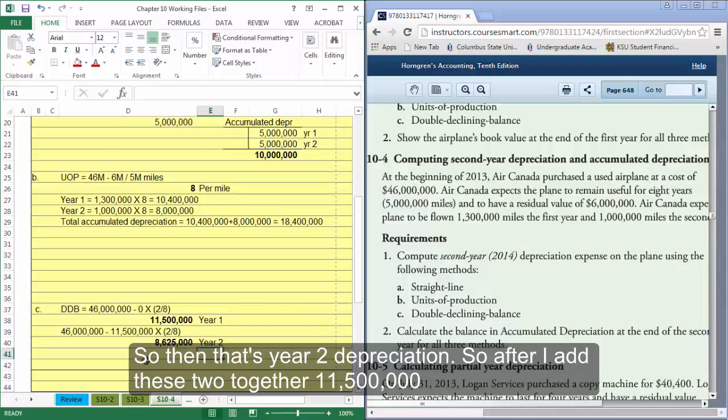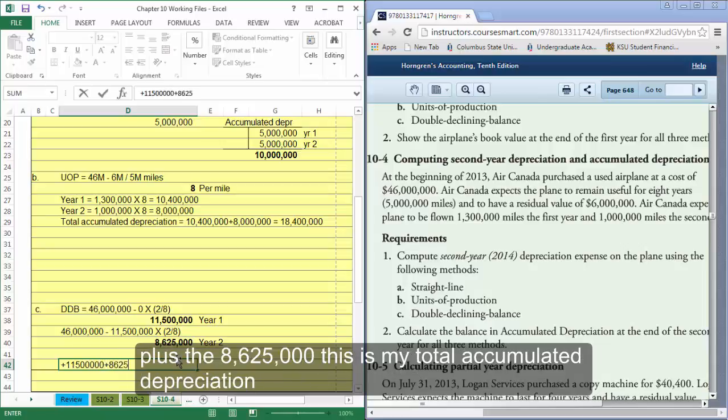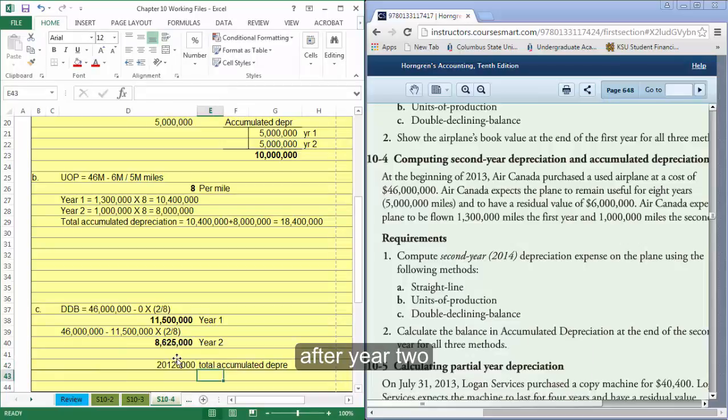Okay. So after I add these two together, 11,500,000 plus the 8,625,000, this is my total accumulated depreciation after year 2.